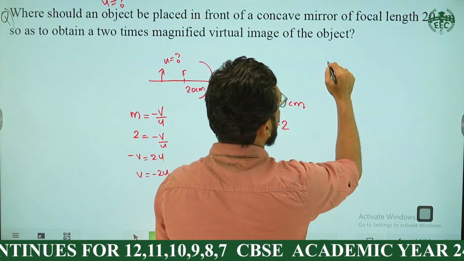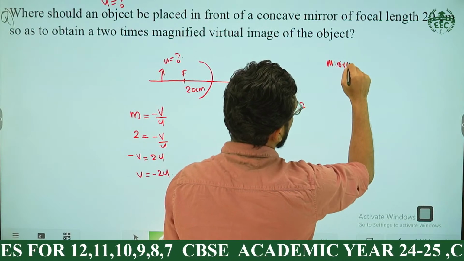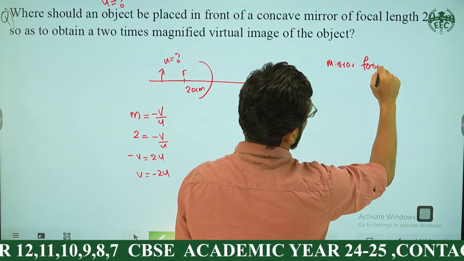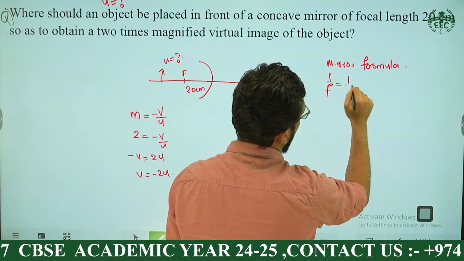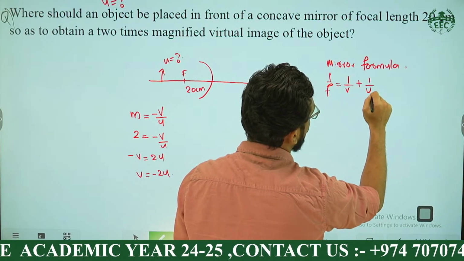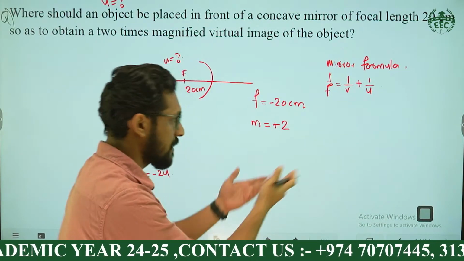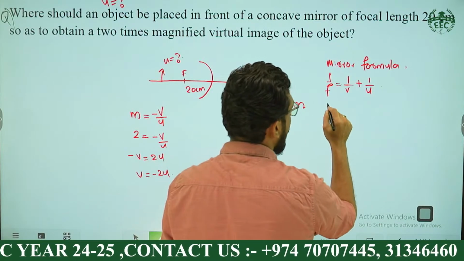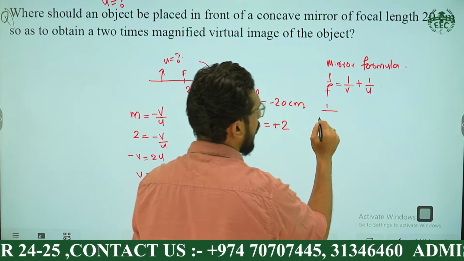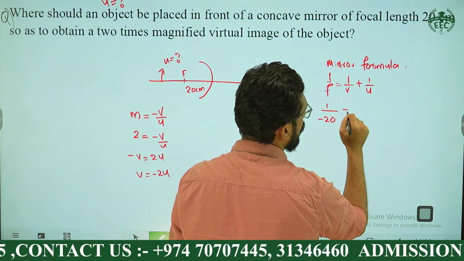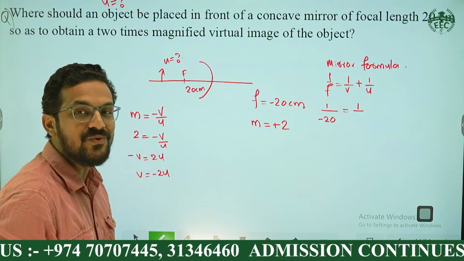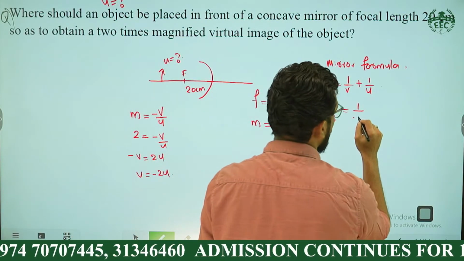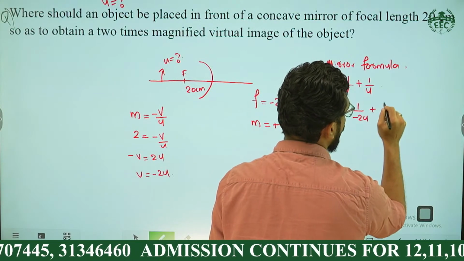What is this mirror formula? What is the mirror formula, guys? Mirror formula. What was that? 1 by F is equal to 1 by V plus 1 by U. Simple one. Just substitute the values. 1 by F. What is 1 by F? 1 by minus 20 is equal to 1 by V. Now what is your V? Your V is minus 2U, right? So you are writing 1 by minus 2U here plus 1 by U.